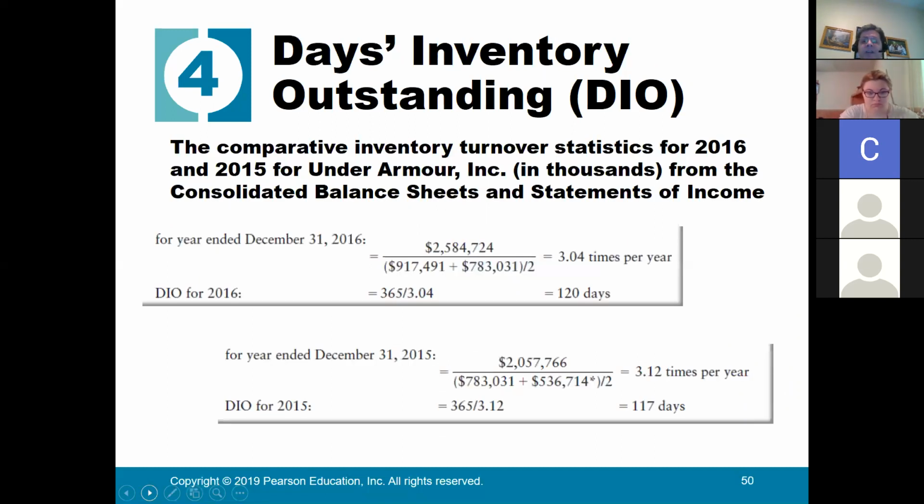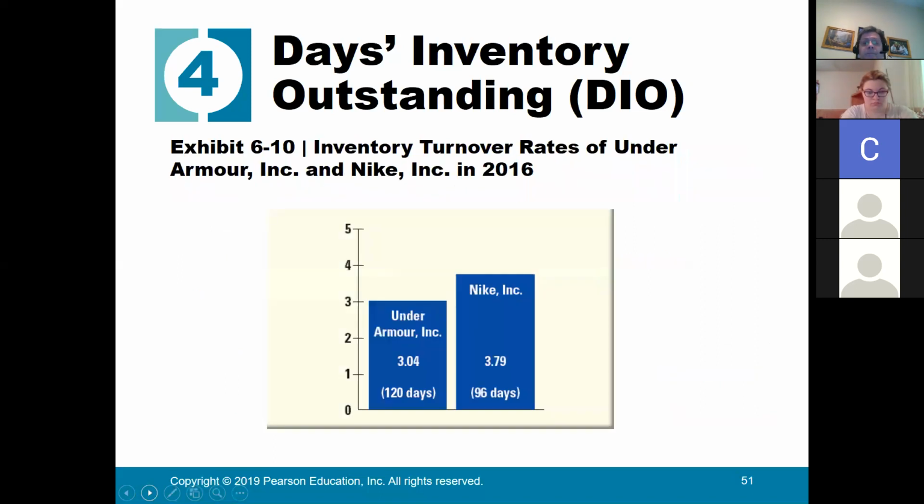Okay, and you can see that Under Armour only gets 3 times per year, which ends up being about 120 days that they sit. So they have the formula right over here. 365 divided by the turnover. And you see that Nike is closer to that 4 than Under Armour.